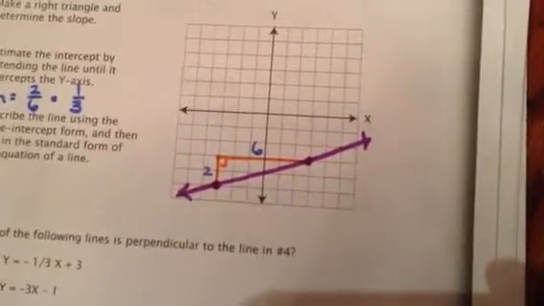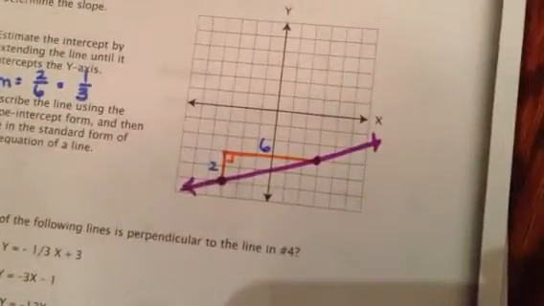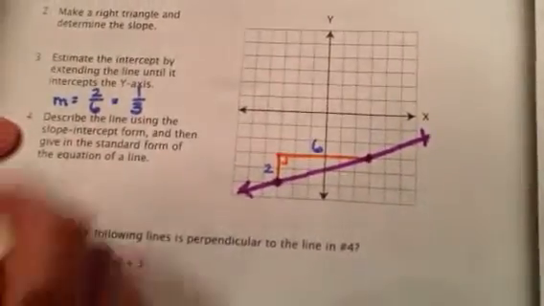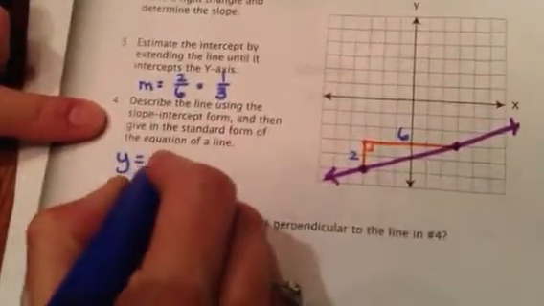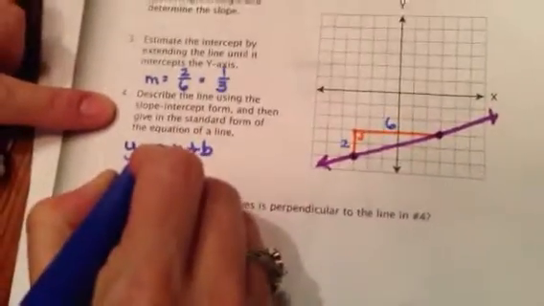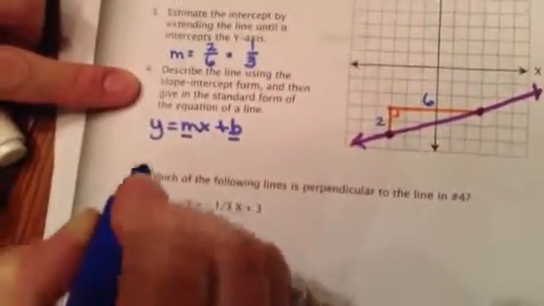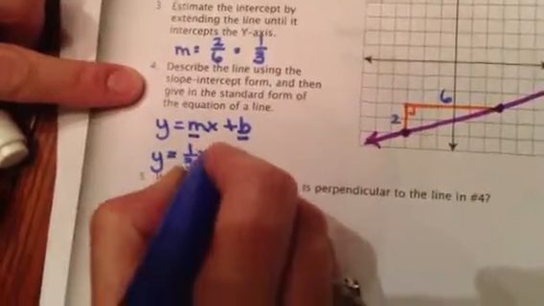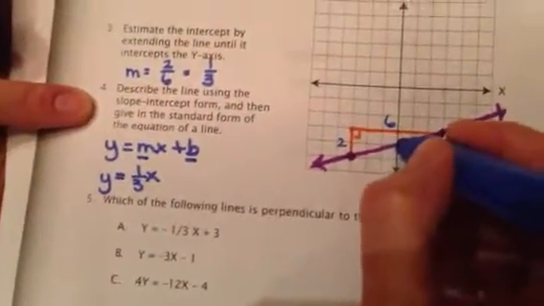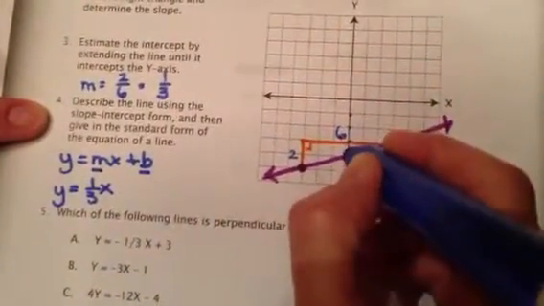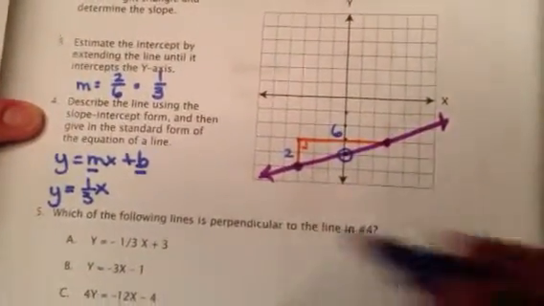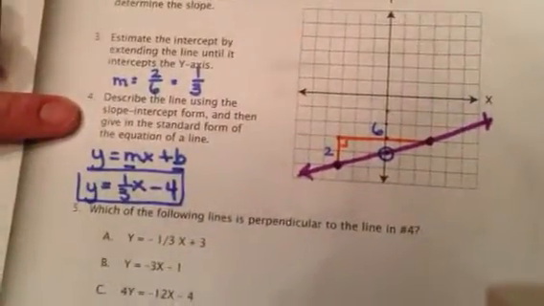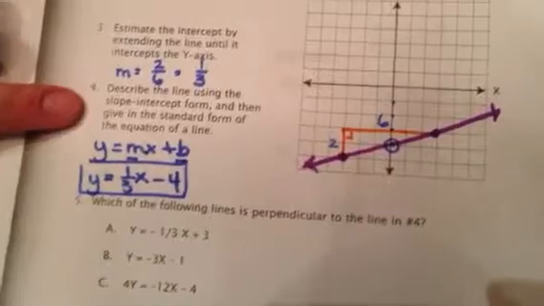Okay, so number 4 says to describe the line using the slope-intercept form and then give it in the standard form. Well, remember, here is slope-intercept form, and you always need a value for your m and your b. So my slope would be 1/3. And my y-intercept, well, let's look at it. 1, 2, 3, 4. It looks like it's a -4. So this right here would be my equation of my line in slope-intercept form.